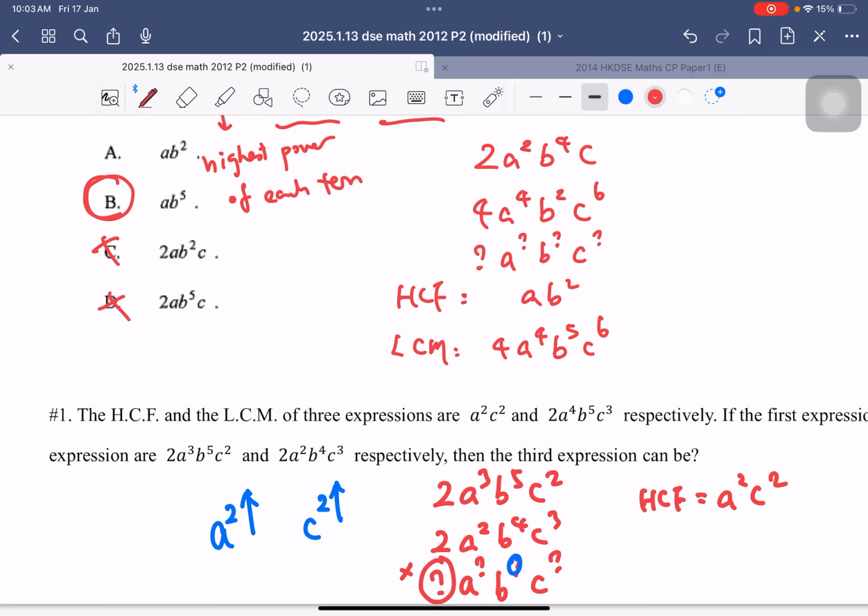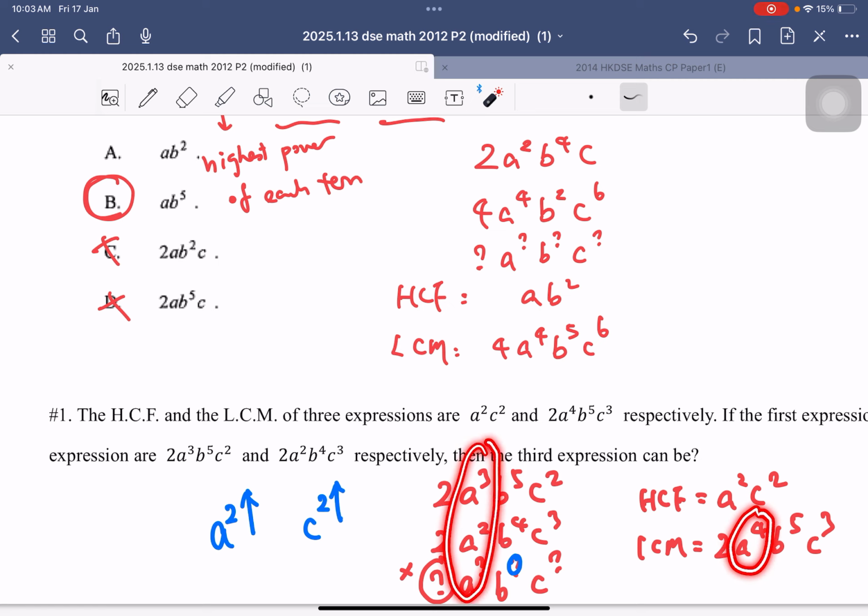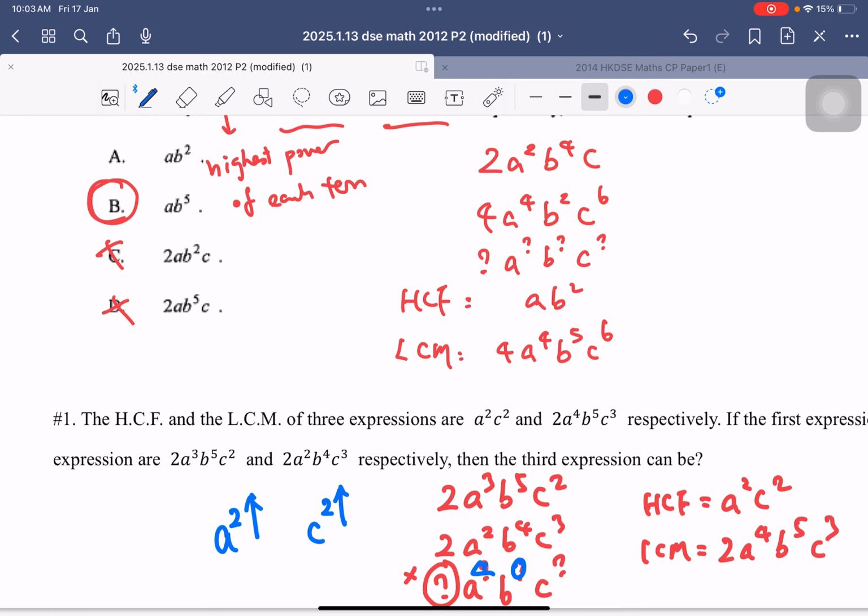Then we talk about this LCM. The LCM is equal to 2A^4 B^5 C^3. So you see the LCM is A to the power of 4, so it must be A to the power of 4. Okay? And then for the C part, there's a C to the power of 3. So there must be C to the power of 3. Can it be 2? No. It can be 2 as well.